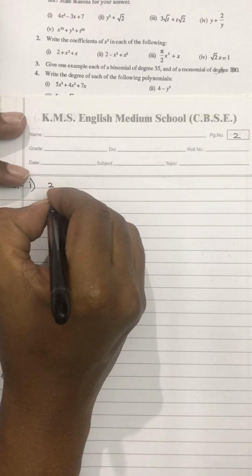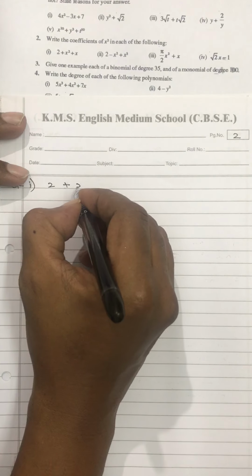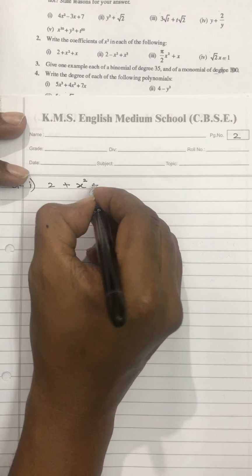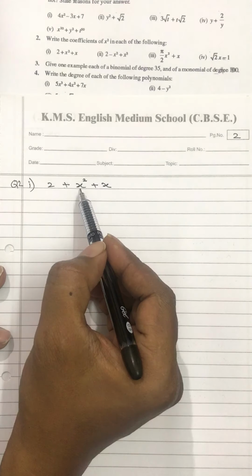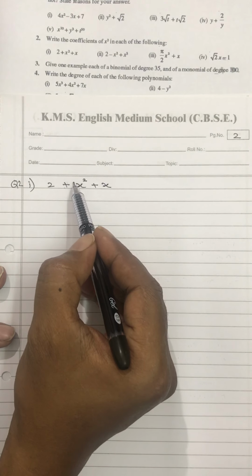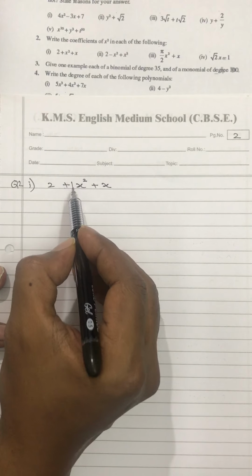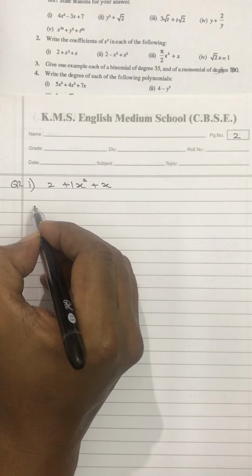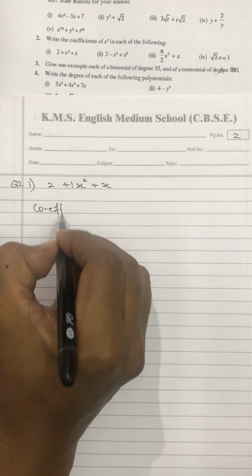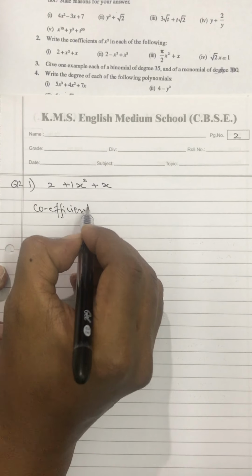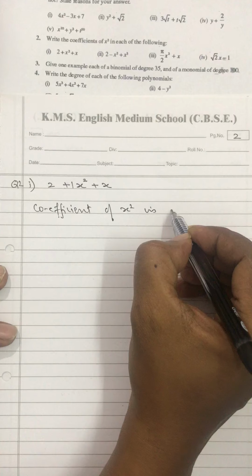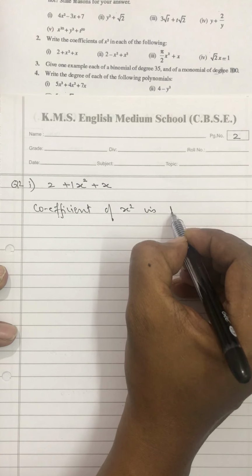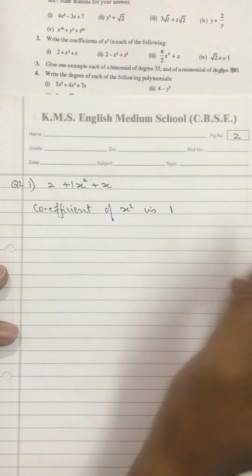And the first is what? 2 plus x square plus x. If you see, this is x square. The number which is multiplying with x square is actually nothing. No number means 1. So the coefficient of x square is 1. Plus 1 you don't have to write.